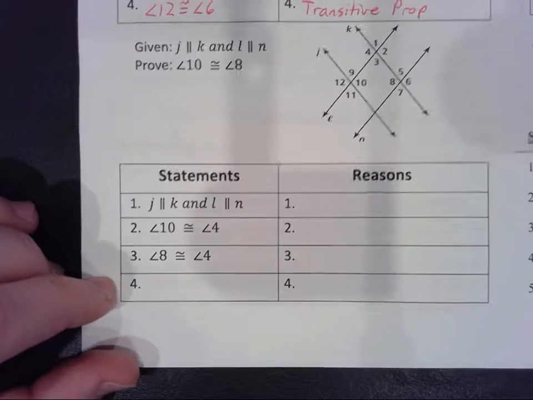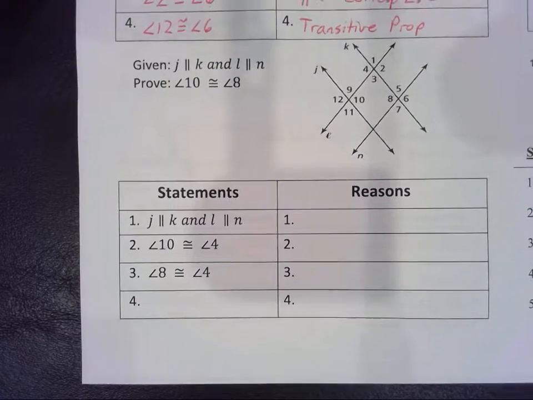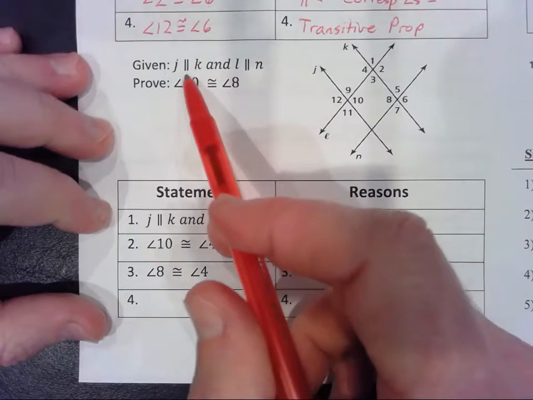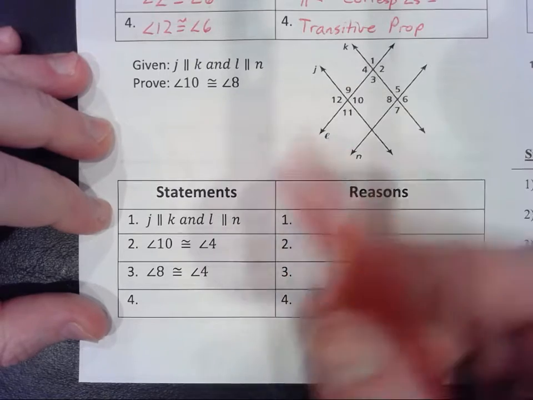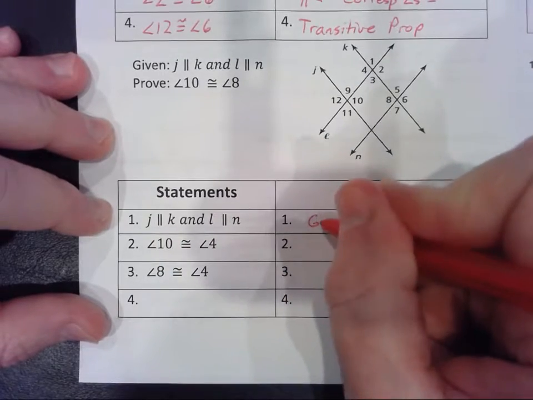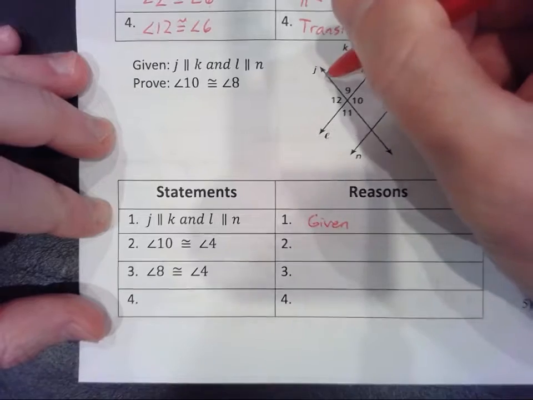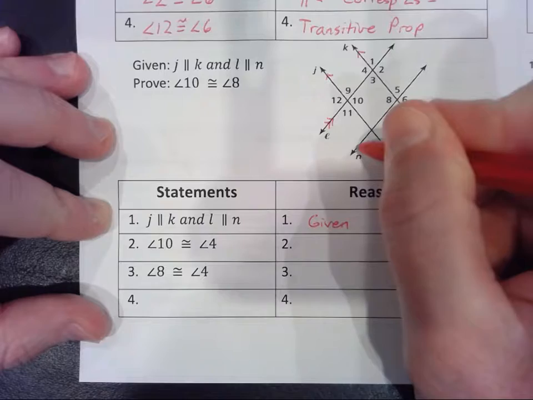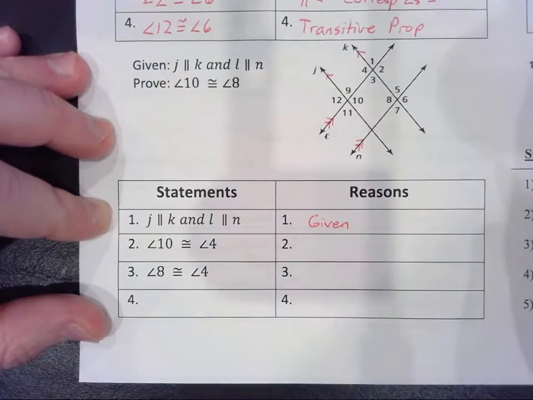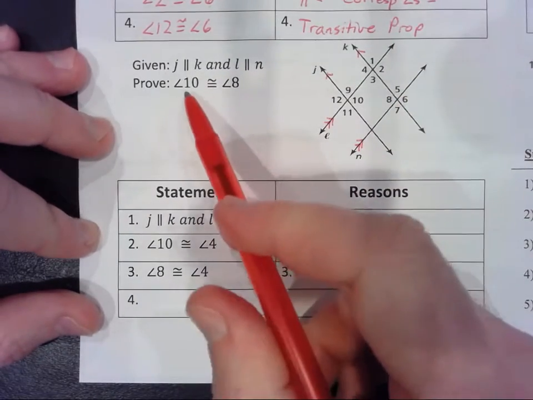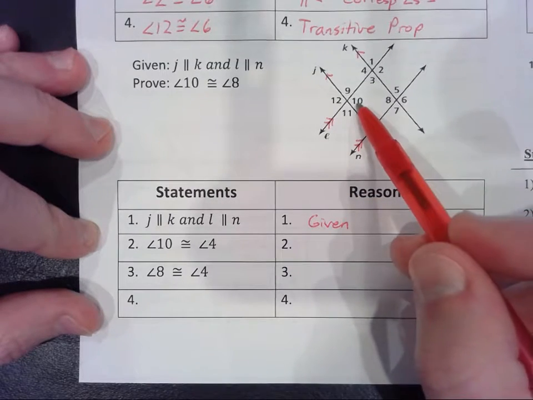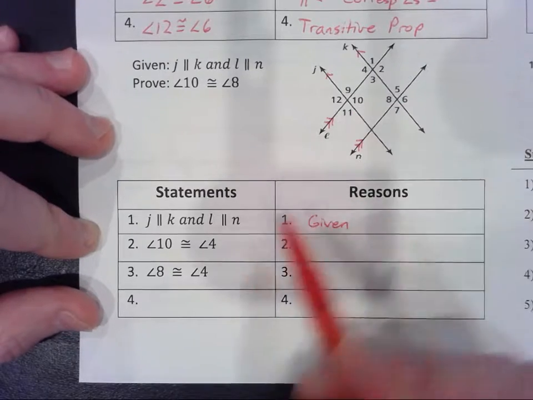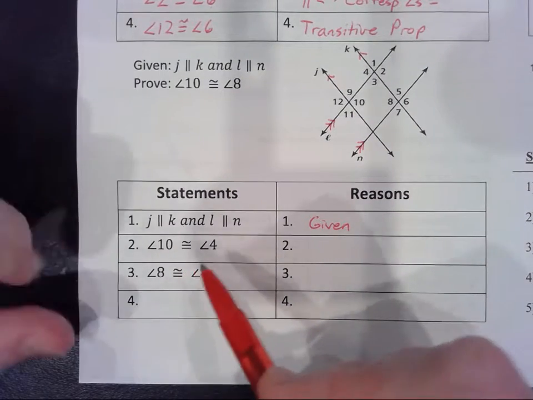Down to the next one. Okay. Again, we are given that J is parallel to K and L is parallel to N. That is the given information. I'm going to mark that J is parallel to K, L is parallel to N. I want to show that angle 10 and angle 8 are congruent. There's no line that connects those two, so we have to use some other combinations to get there.